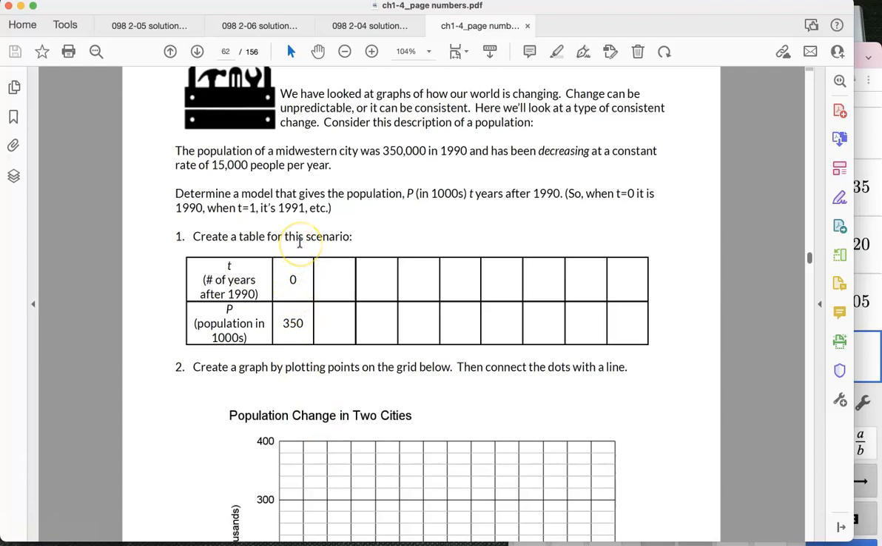To create the table for this model, we're going to write 0, 1, 2, 3 all the way up to 8 years, just because that's how much we have room for. And then we're going to show that the population starts at 350,000. And just to save space, we are saying in thousands so that we don't have to write the 3 extra zeros every time. So what will the next year's population be? Well, we lose 15,000 people every year. So 350,000 minus 15,000.